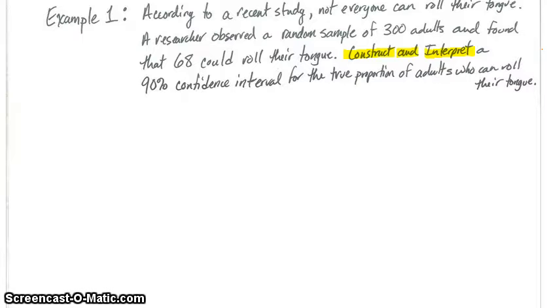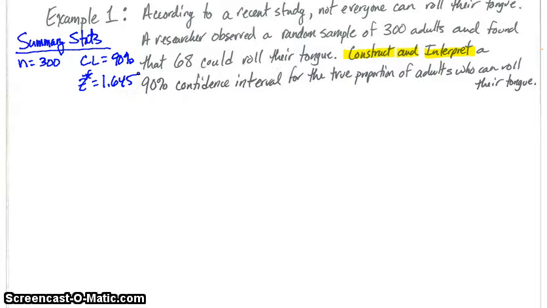Number 1, let's talk about our summary stats. What do we know? First off, I know that n is equal to 300. I know my confidence level is equal to 90%. Because my confidence level is 90%, my critical Z is 1.645. I also know that my X number of successes is 68. Therefore, my p hat value is 68 out of 300, which I could leave like that, or if you prefer, change it to 0.227. No problems with that whatsoever.